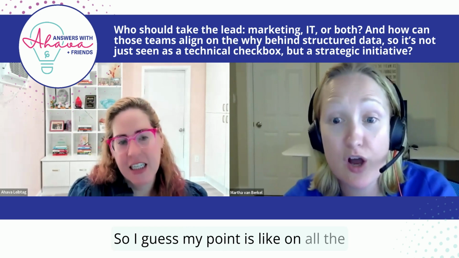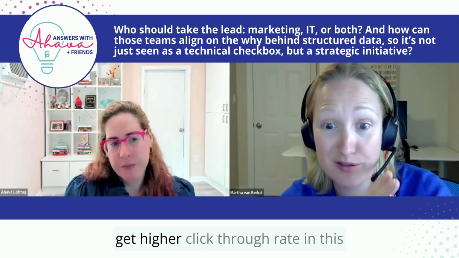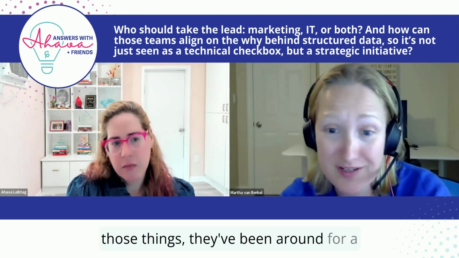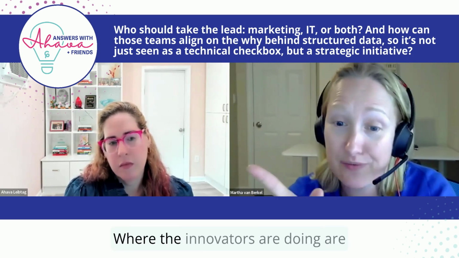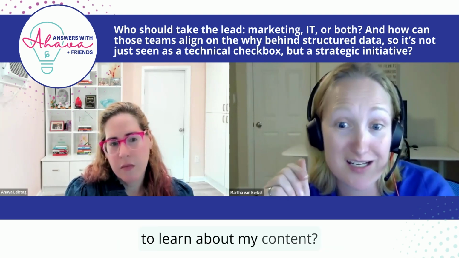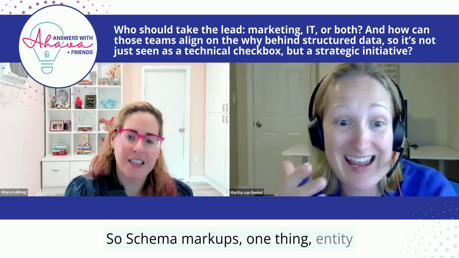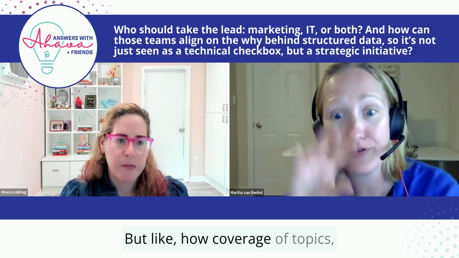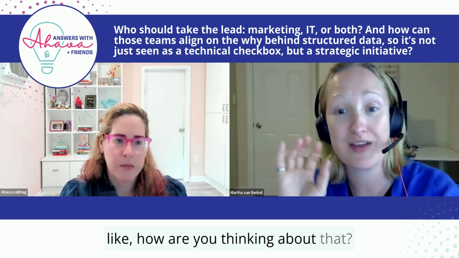So being opportunistic, right? I guess my point is, on all the things that Google says you can do to get higher click-through rate in this world of zero clicks, go do those things. They've been around for a decade. That's not what the innovators are doing, but that's where the opportunity is. Where the innovators are asking questions like, how do I use the schema markup to learn about my content? So schema markup's one thing. Entity SEO is this next thing that we're talking about, which I love because it plays to topics, which is at the center of writing and at the center of content. But how are you thinking about coverage of topics?